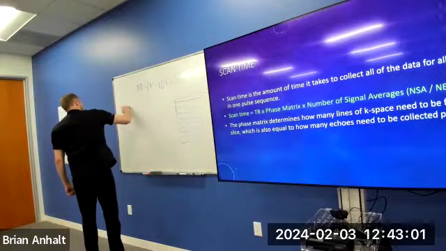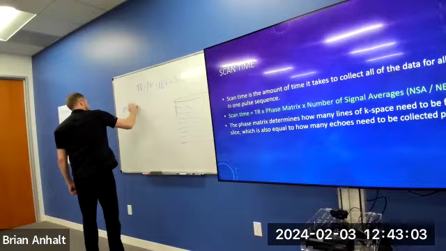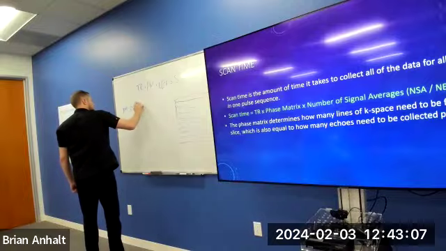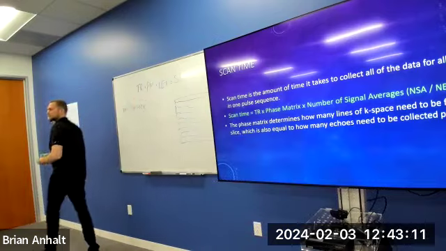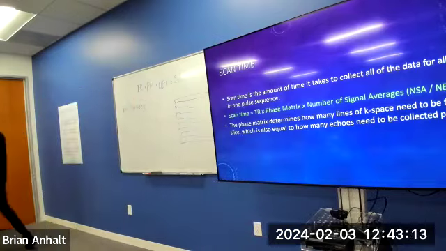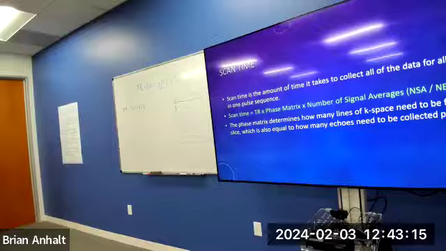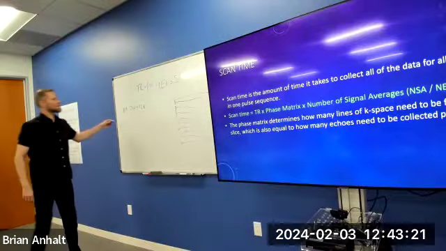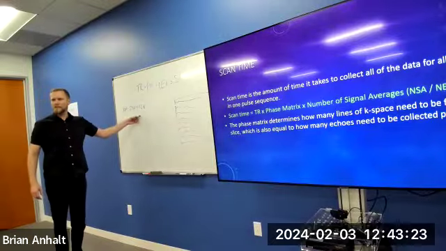This is my phase matrix. It was 256, and I reduced it down to 128. What are all the trade-offs for that? Phase matrix was 256, and then I decreased it to 128.